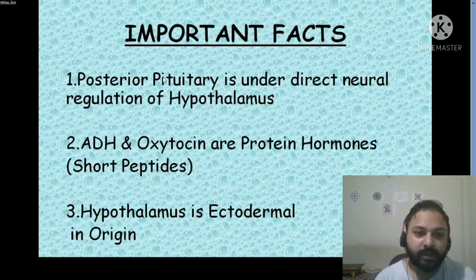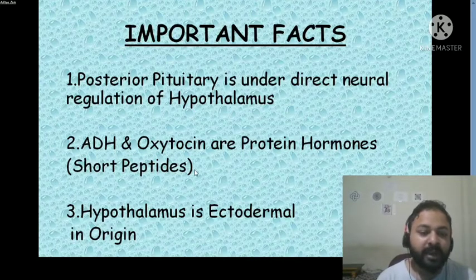Now some important facts about hypothalamus. The posterior pituitary is under direct neural regulation of hypothalamus. This line is from NCERT, so that's why I mentioned it here. ADH and oxytocin are protein hormones. They are short peptides. Protein hormones can be long peptides, polypeptides, amino acids, short peptides, etc. So these two hormones are short peptides. And hypothalamus is ectodermal in origin. So this is all the information you need to know about hypothalamus.